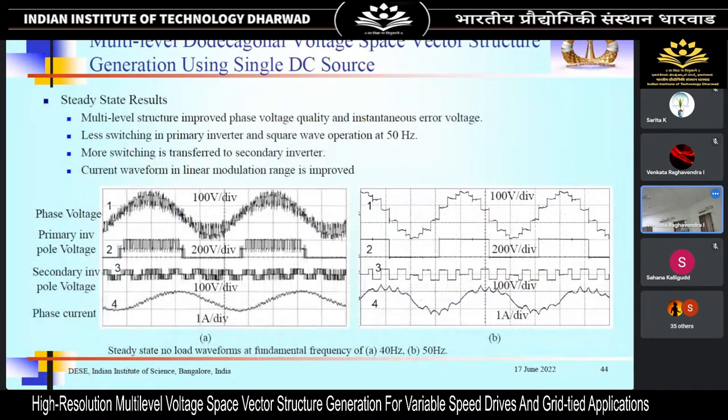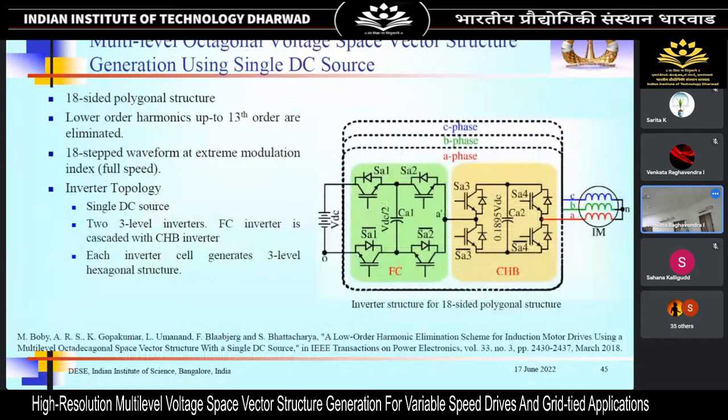It goes like the main inverter is only half period switching. So most of the switching is transferred to the low voltage inverter. At the same time, the main inverter can go into square wave mode operation. This is the way. This is the idea.